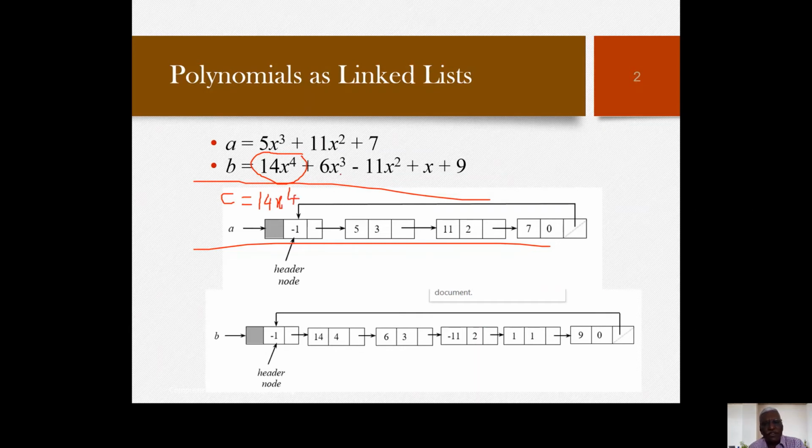The next one is 3. Now I have terms here in A as well as B, so it becomes now 11x cube.